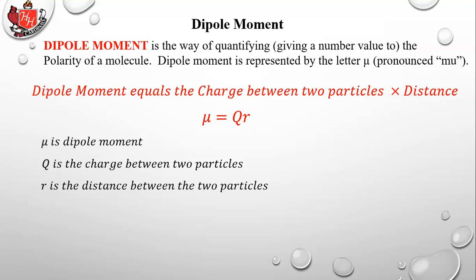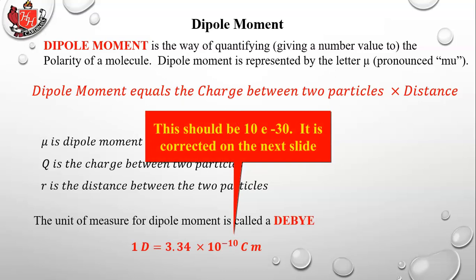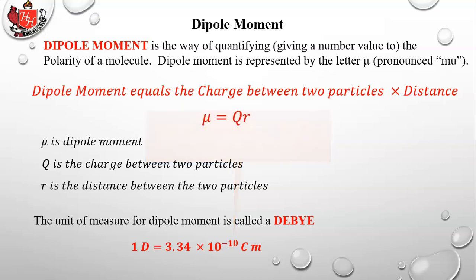So R is the distance between the two particles. It could be, say, a proton and an electron, or two protons, some type of charged particles. The unit of measure for dipole moment is called a debye. 1 debye equals 3.34 times 10 to the minus 10 coulomb times meters. So coulomb is the unit of charge that you see in the formula, and meters is the unit of distance that you see in the formula.